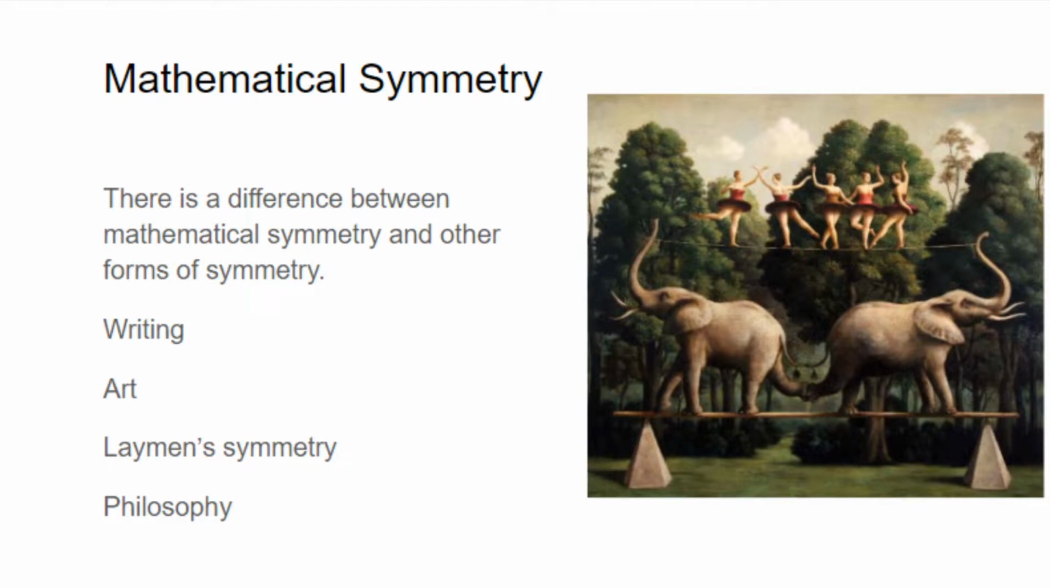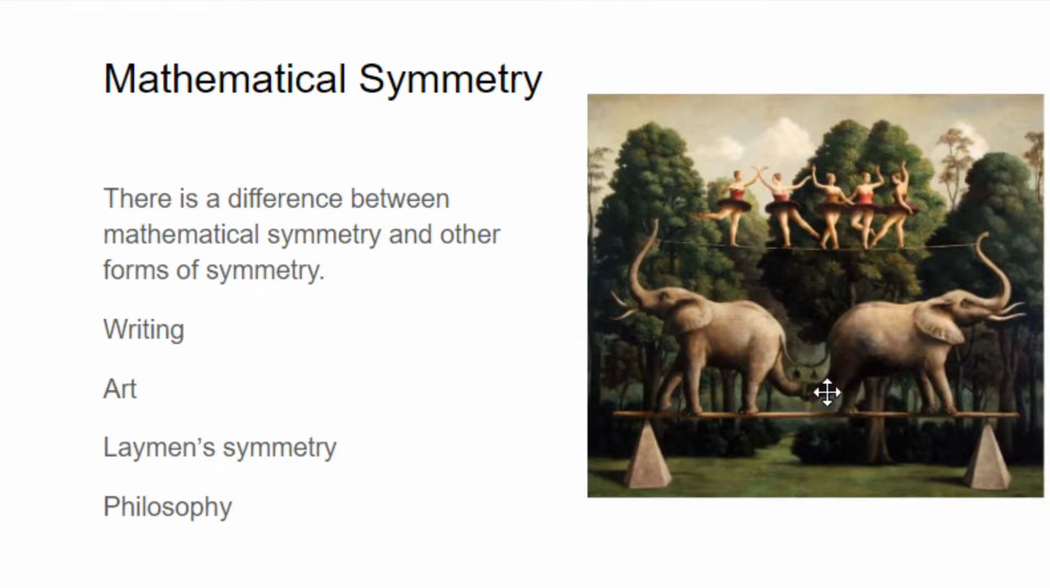Symmetry is a word used in writing, in art, in everyday speech, in layman's terms, philosophy, all this stuff, where we might say something is symmetrical or something exhibits symmetry, but it's not mathematical symmetry. So the distinction is important.